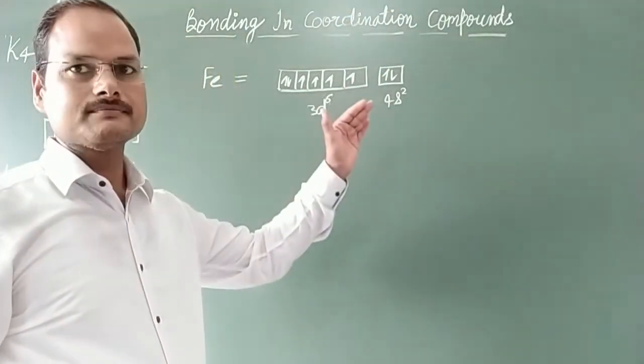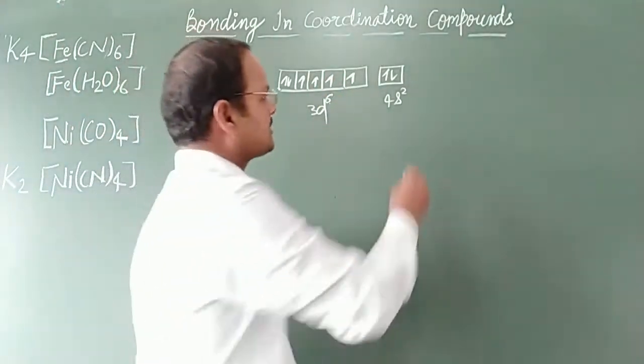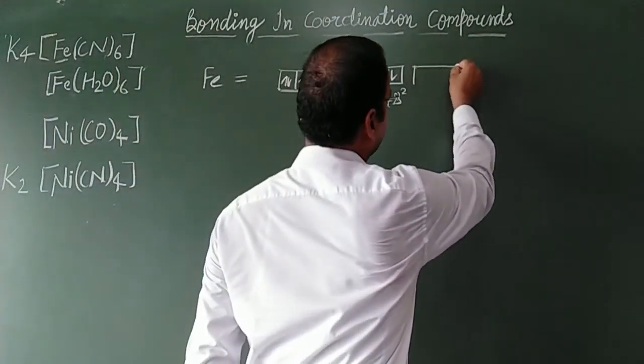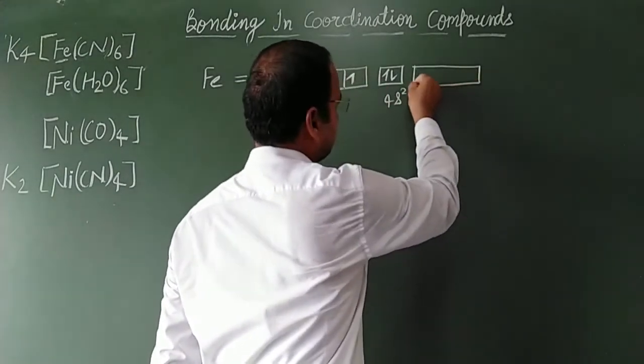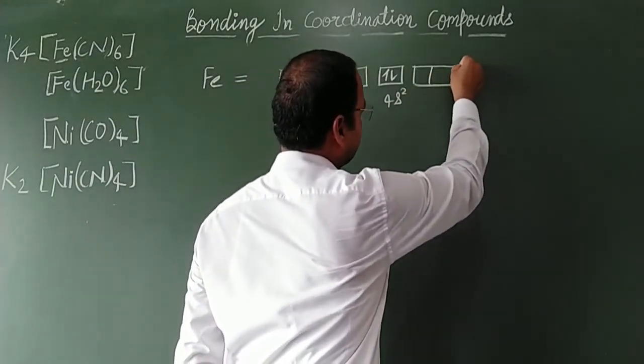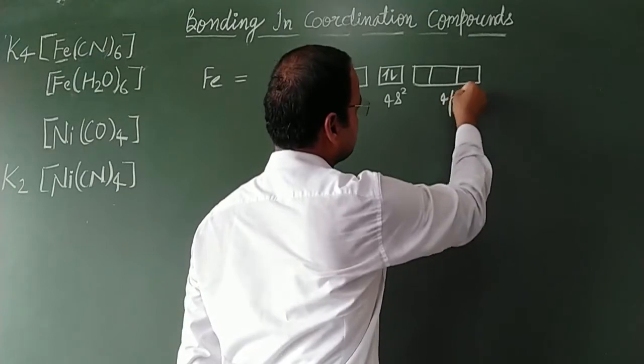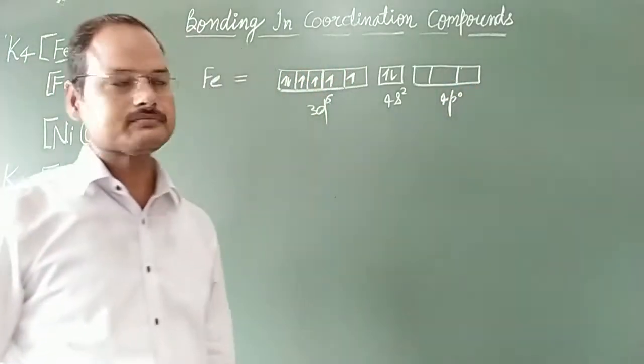Now after this there are 4p orbitals. 4p orbitals are also required here, and 4p orbitals are empty, meaning no electron is there, 0.